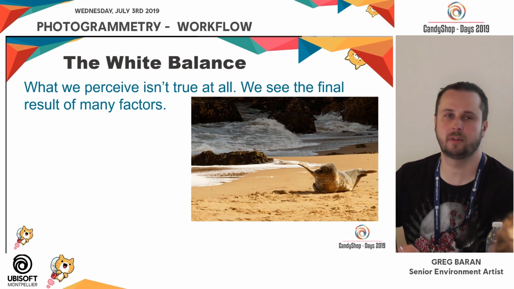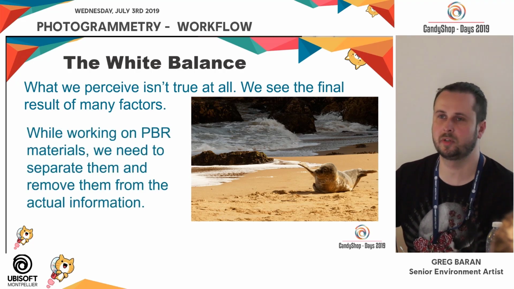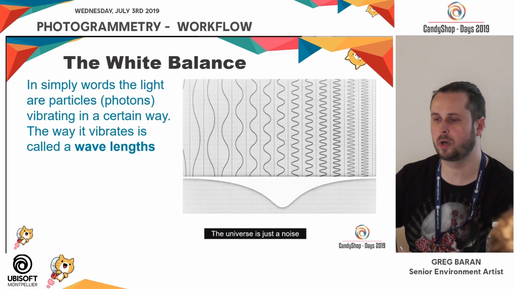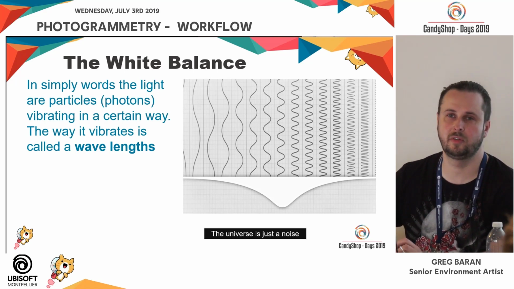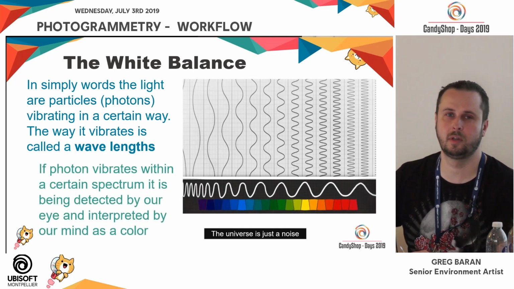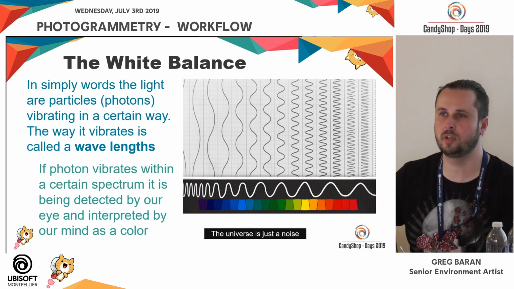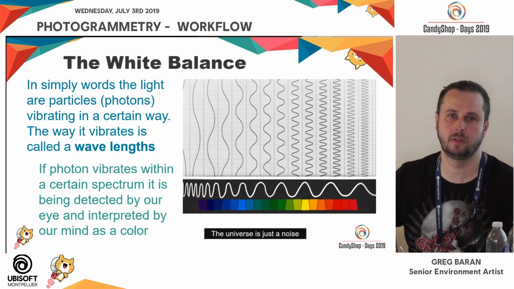This is how we see things. So the way we see things, it's not how they look like really. It's a set of different things put together. This is how our eyes see. So in simple words, the universe is a noise. These are particles which are vibrating with a different speed, and this is everything around us. And our eyes read that vibration under certain wavelength and turn it into color.